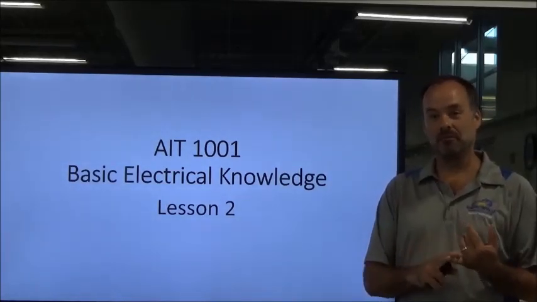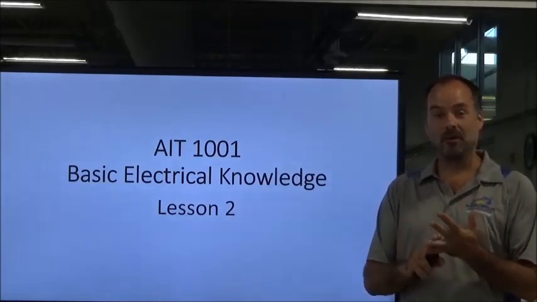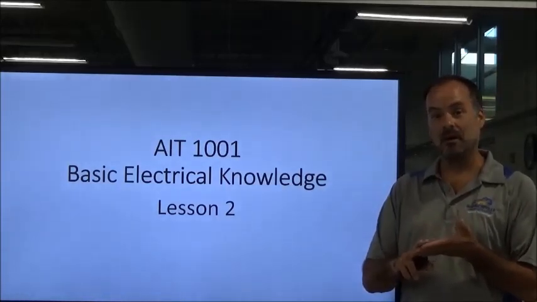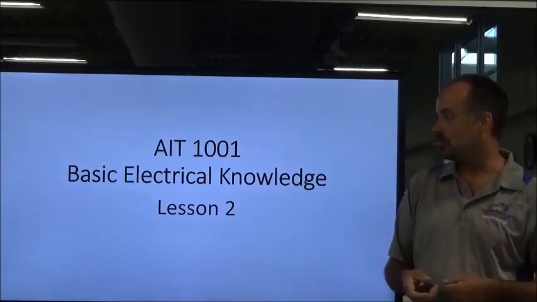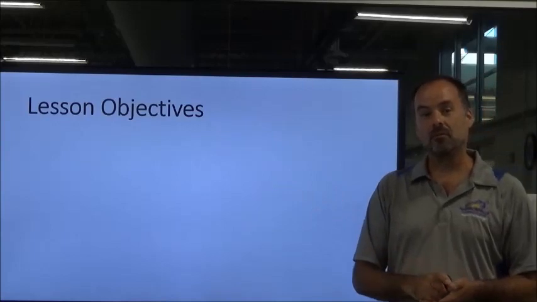In Lesson 1 we covered just some basic parts of electrical circuits. We found out what made up an electrical circuit. We learned a little bit about schematics and some of the symbols used in a schematic. And now we're ready to move on to Lesson 2 and go over the list here of what we're going to cover in Lesson 2.